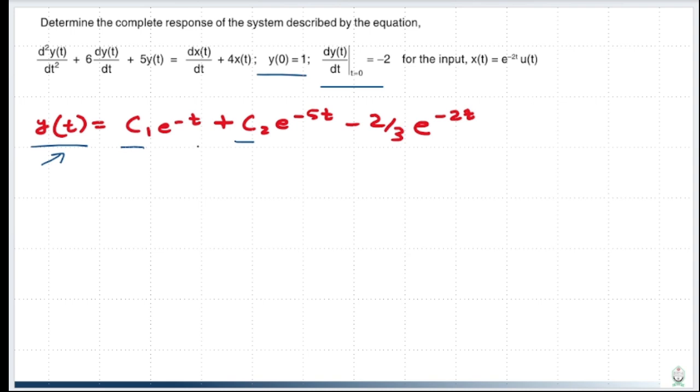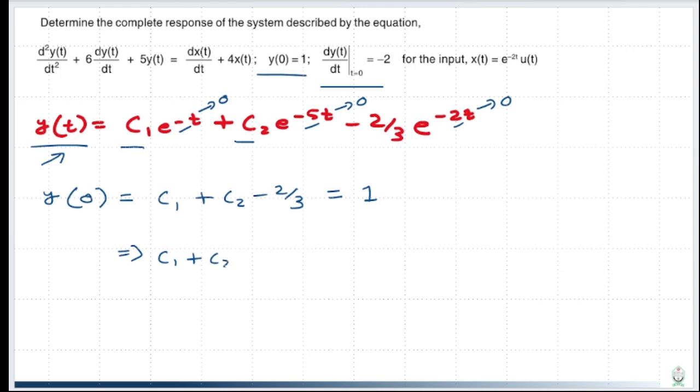Okay, now let's begin the process. So this is y(t). Let us set the value of t to 0. So see what happens. For t equals 0, this value will become 0, this will also become 0, so e to the power 0 will give us 1. The same will happen here. So at y(0), we get C1 plus C2 minus 2 by 3, and according to our initial condition, it is equal to 1. So if we further calculate, it returns C1 plus C2 equals 1 plus 2 by 3, which is 5 by 3.